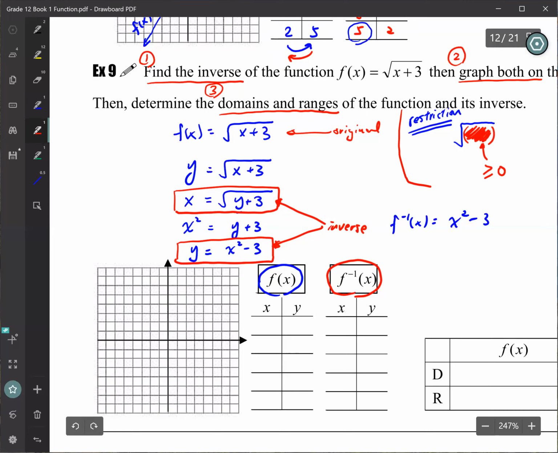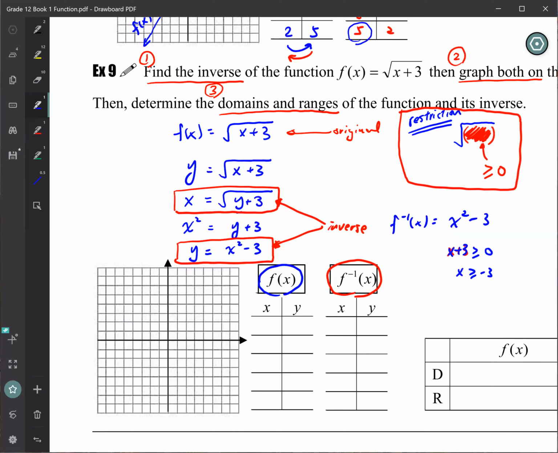So make sure you have this one on the side. You have to memorize this. Anytime when you see square root, you must make sure inside is greater than or equal to 0. Otherwise, you cannot square root a negative, right? So in this case, the inside is x plus 3. So x plus 3 has to be greater than or equal to 0, right? Inside. So x must be greater than or equal to -3. Okay, this is for the inverse.